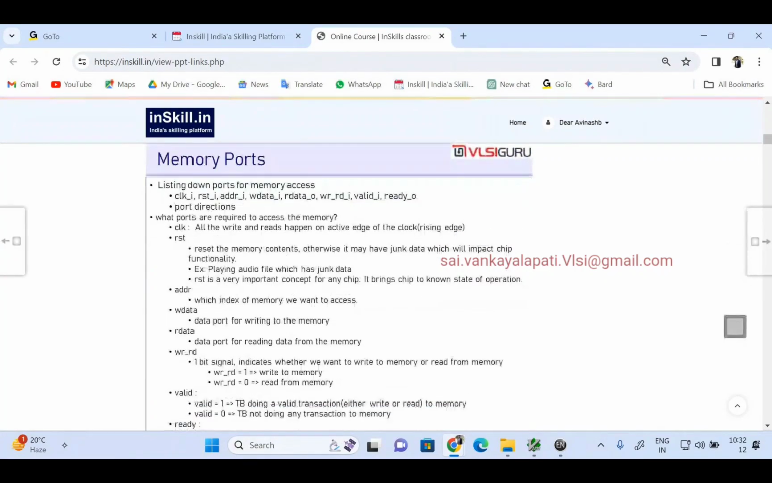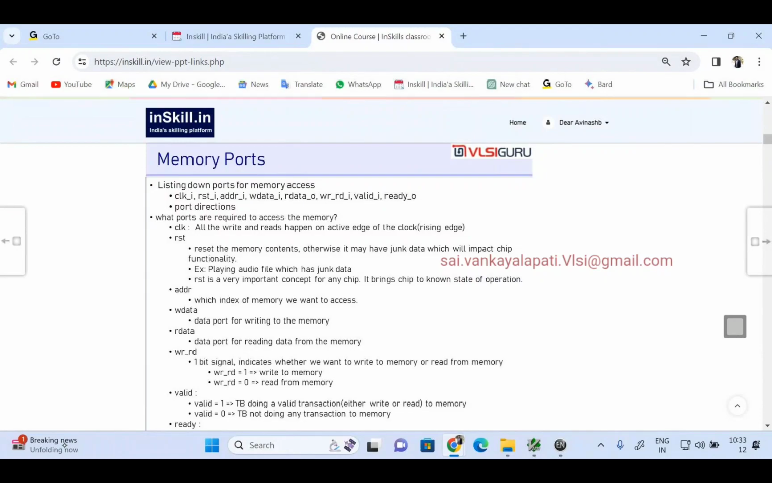What ports are required to access the memory? Clock. Why is clock needed? For all the write and read operations. When you are writing data to the memory or reading data from the memory, it should happen only at the rising edge or falling edge of the clock. So this is synchronous: synchronous clock, synchronous data. All the write and read happens on the active edge of the clock, meaning the rising edge.